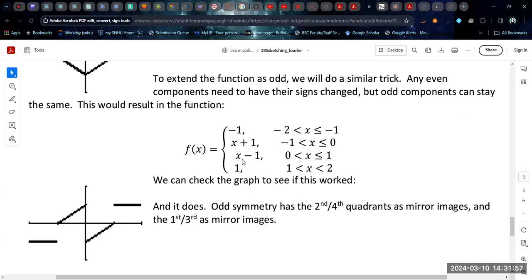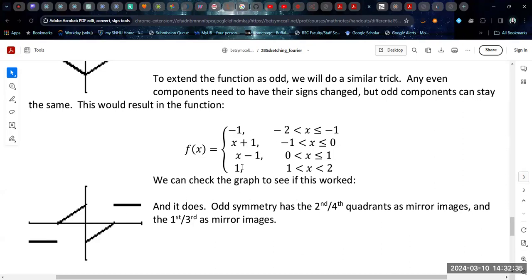So this is the odd component of this section, and the even component is the one that has to change sign. So we go from x minus 1 on 0 to 1, and when we move that into the second quadrant, the graph that we get is x plus 1 from -1 to 0. And so our graph will look like this. You can see this has odd symmetry. I have the first quadrant mapping to the third quadrant and the fourth quadrant mapping to the second quadrant. So these are mirror images across the origin. That's how we know that it's odd.